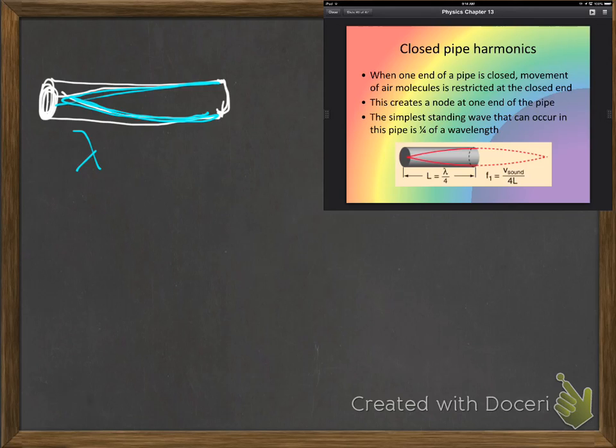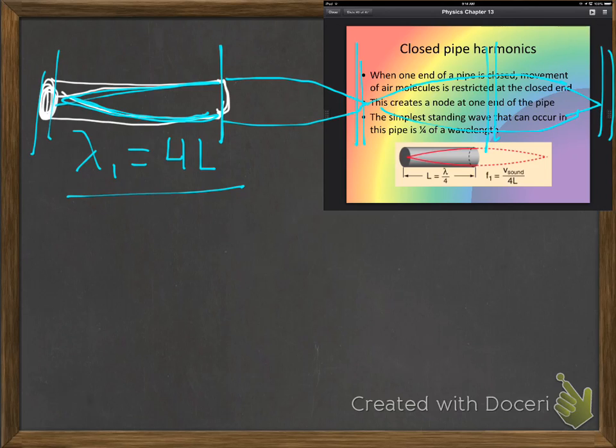So the wavelength for a closed pipe for the fundamental is actually 4 times the length of the pipe. Because to get a whole wave in, we would have to go out here and then again. So this is only a quarter of a wavelength. So if we want to get our second harmonic, is it going to be 2 times that?